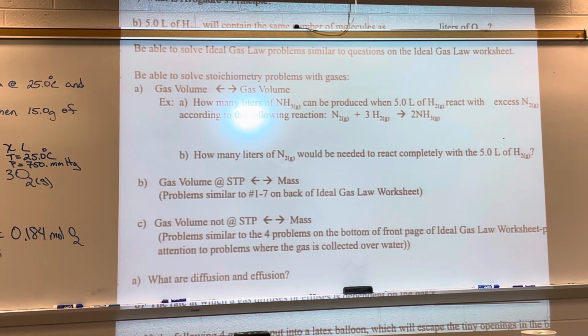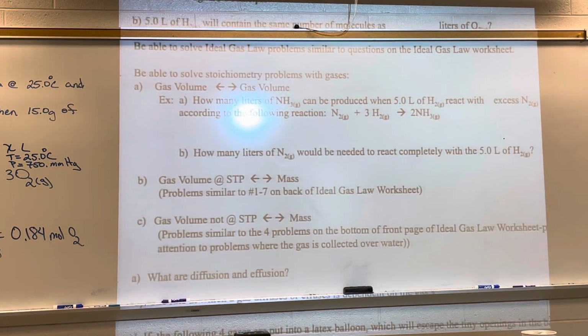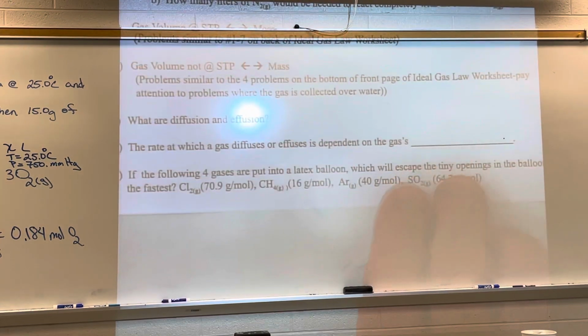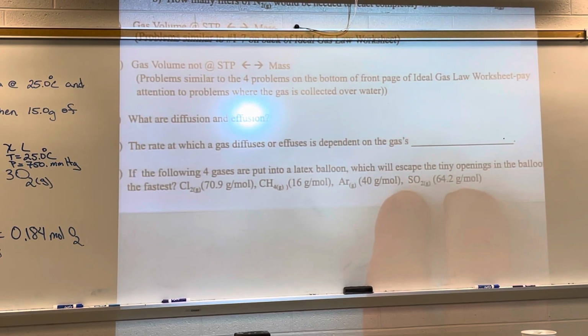Yes, sir, Jackson. So what was the bottom part of 7C? It says, if the following 4 gases are put into a latex balloon, which will escape the tiny openings in the balloon the fastest? Chlorine at 70.9 grams per mole, CH4 at 16, argon at 40, or SO2 at 64.